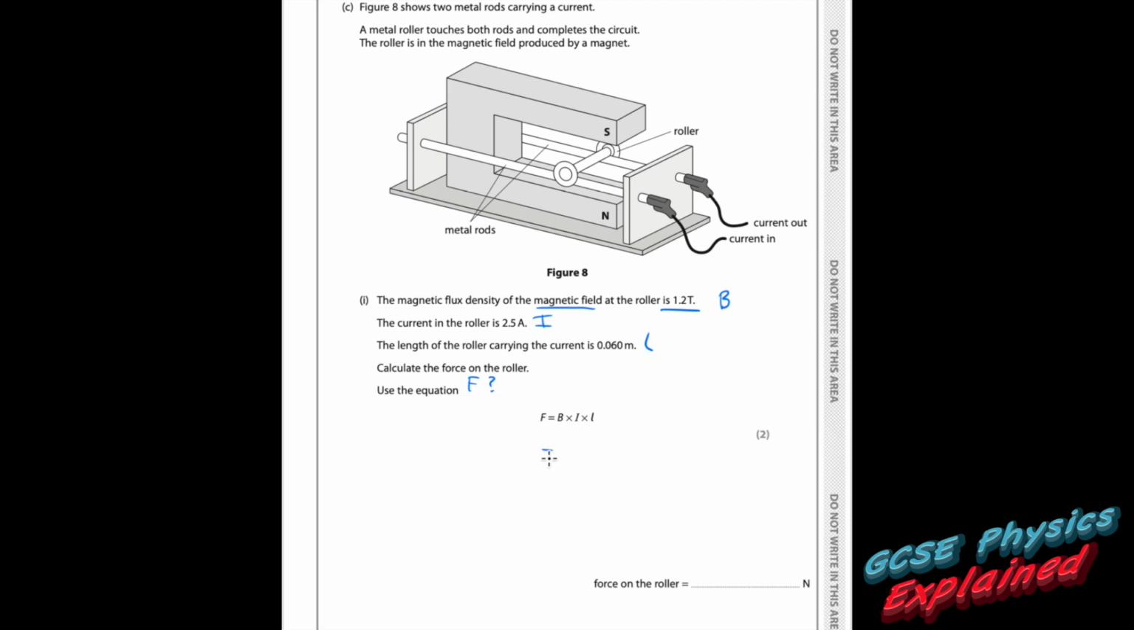Right, you just basically need to bang the numbers in. So 1.2 Teslas times by 2.5 amps times by 0.06 meters. And that equals 0.18 newtons.